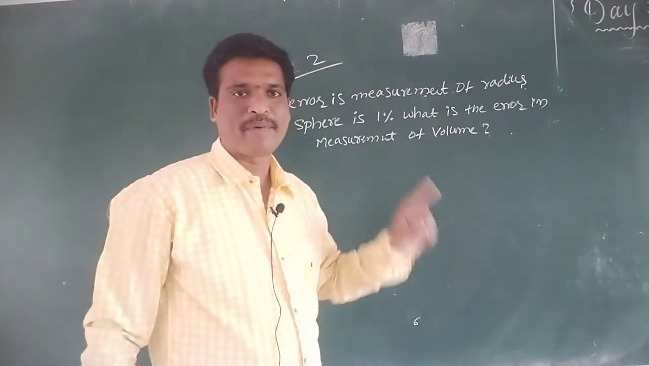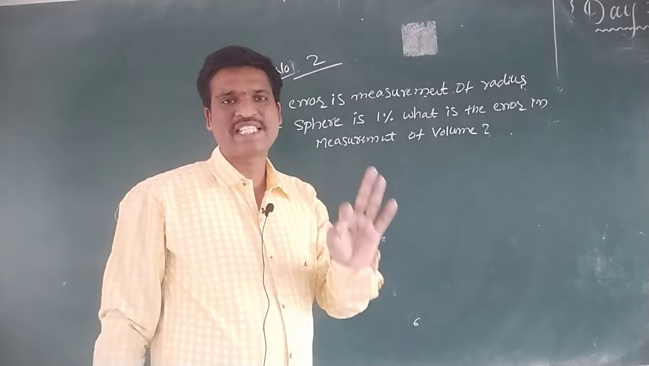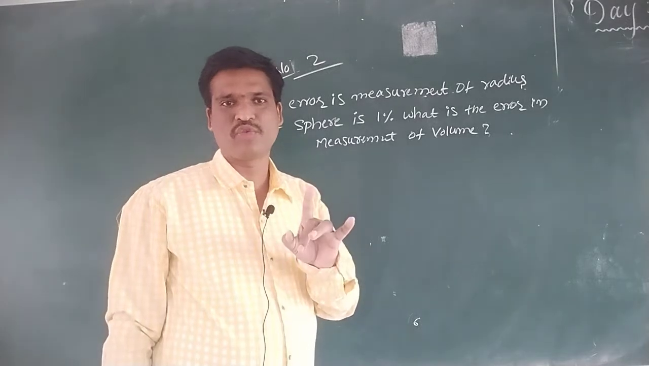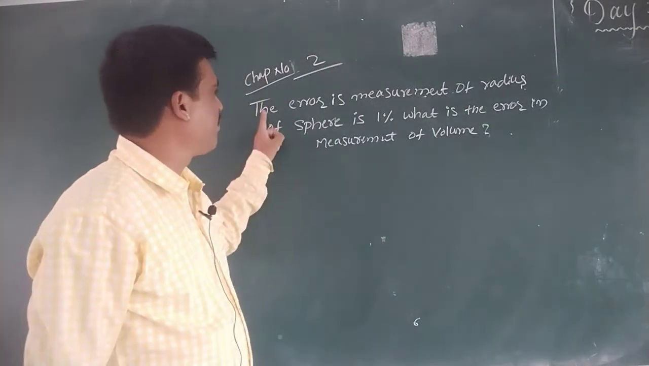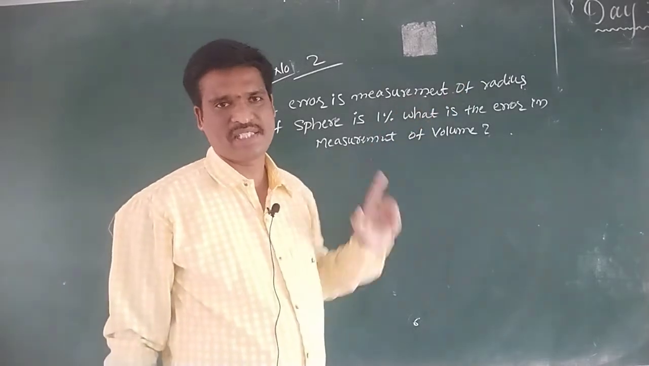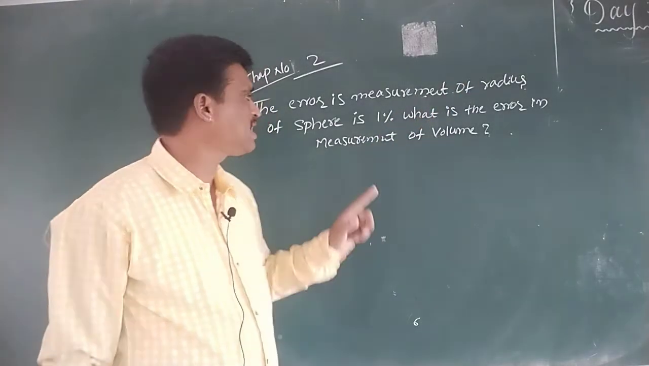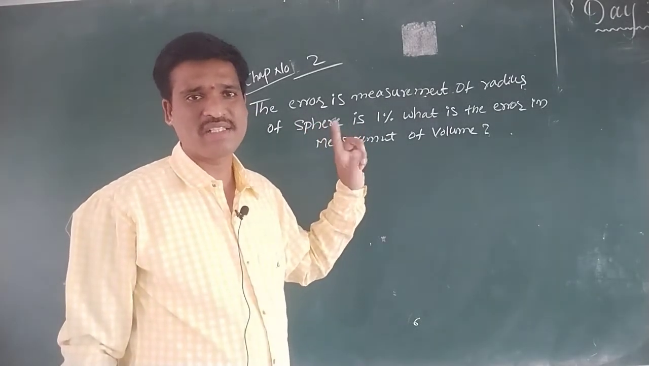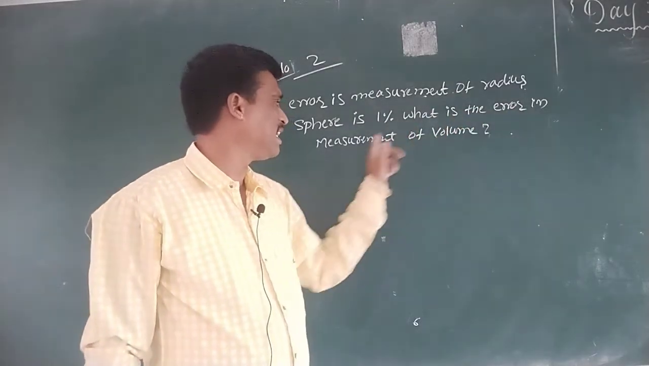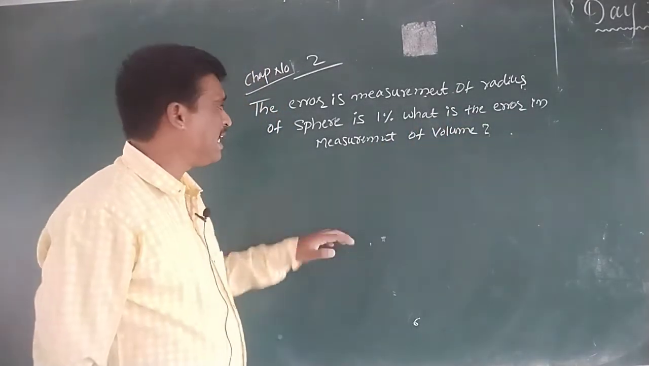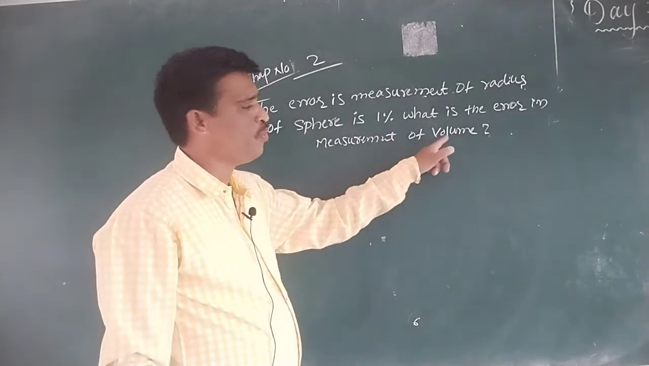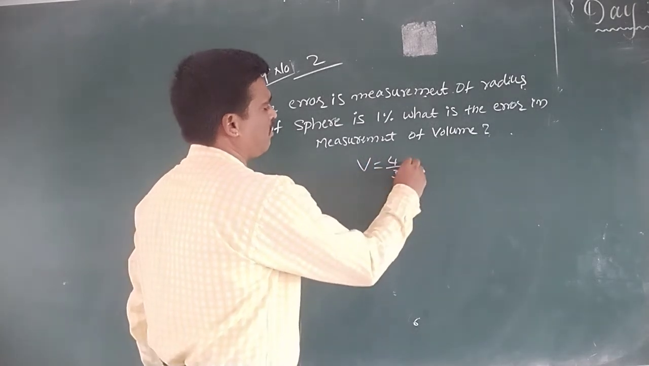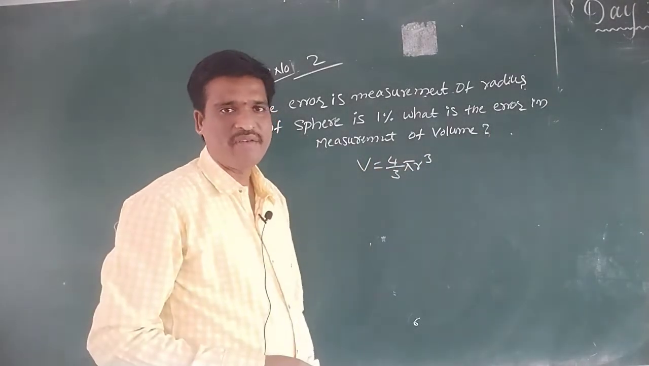Our next problem is from lesson number 2, units and measurements. Here are 3 or 4 problems for 2 marks. The first problem: the error in the measurement of the radius of a sphere is 1%. What is the error in the measurement of the volume? Here a sphere is given, so what is the volume of the sphere? V is equal to 4 by 3 pi r cube.